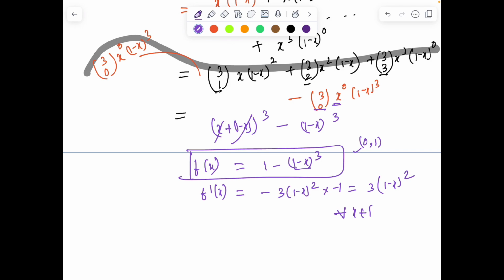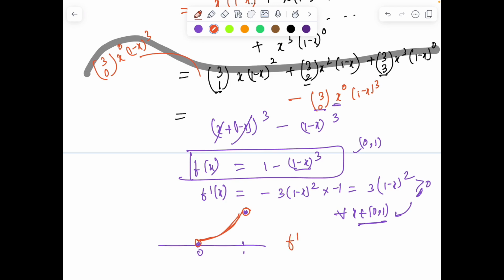By chain rule 1 minus x will give minus 1, so it's 3 times 1 minus x whole square. Now for x belonging to 0 to 1, in fact for any x, this will be greater than or equal to 0. In 0 to 1 it is strictly positive, because equality will not happen as 1 is not included. So I can tell the function is strictly increasing, and you can see f0 is 0, f1 is 1, and the function will be strictly increasing in this window, right?